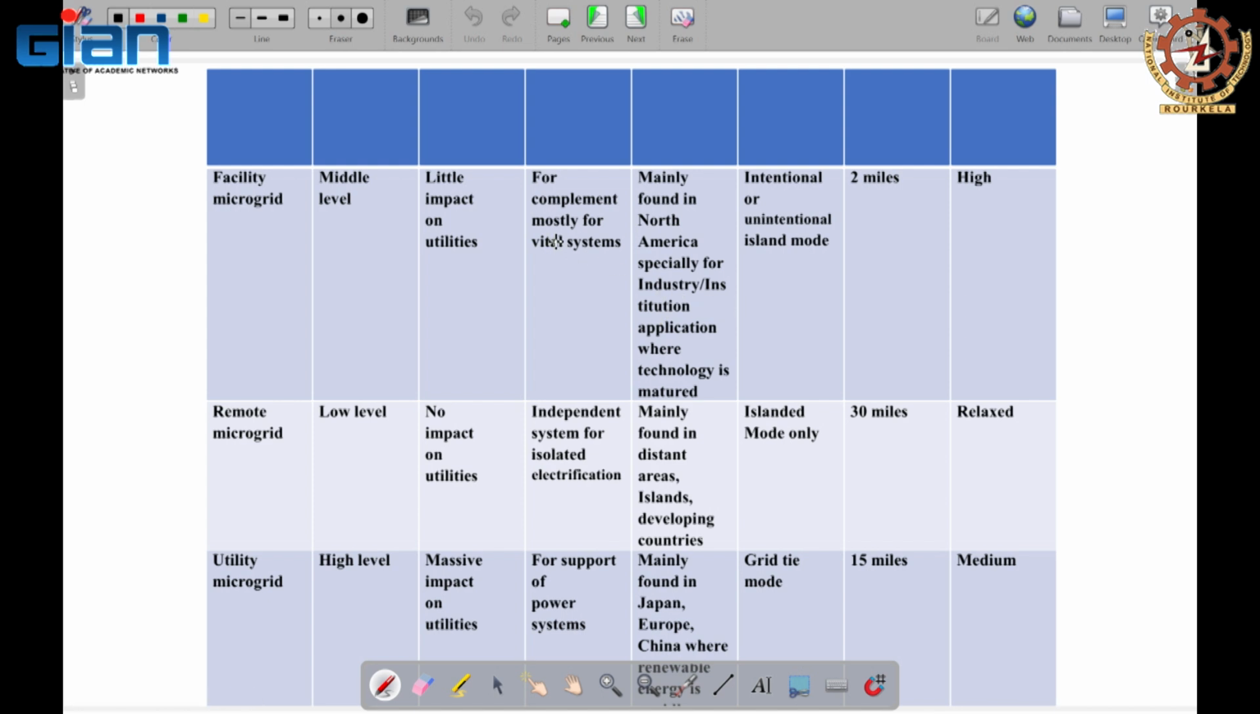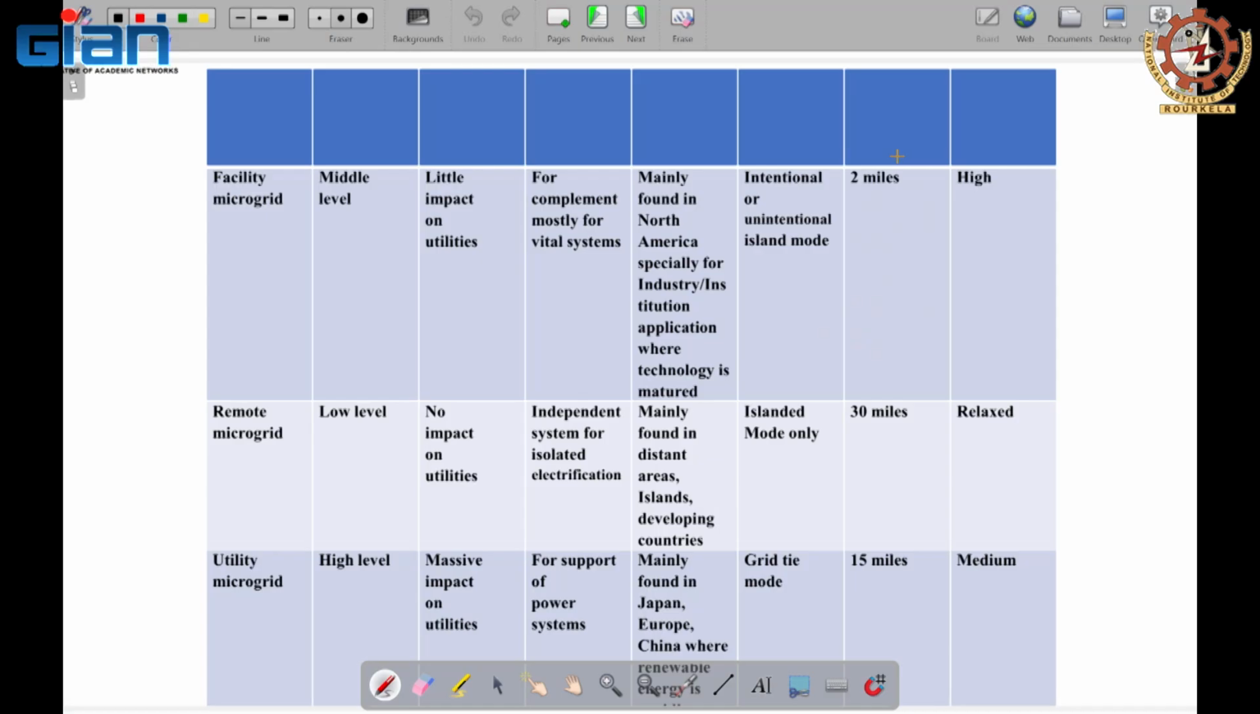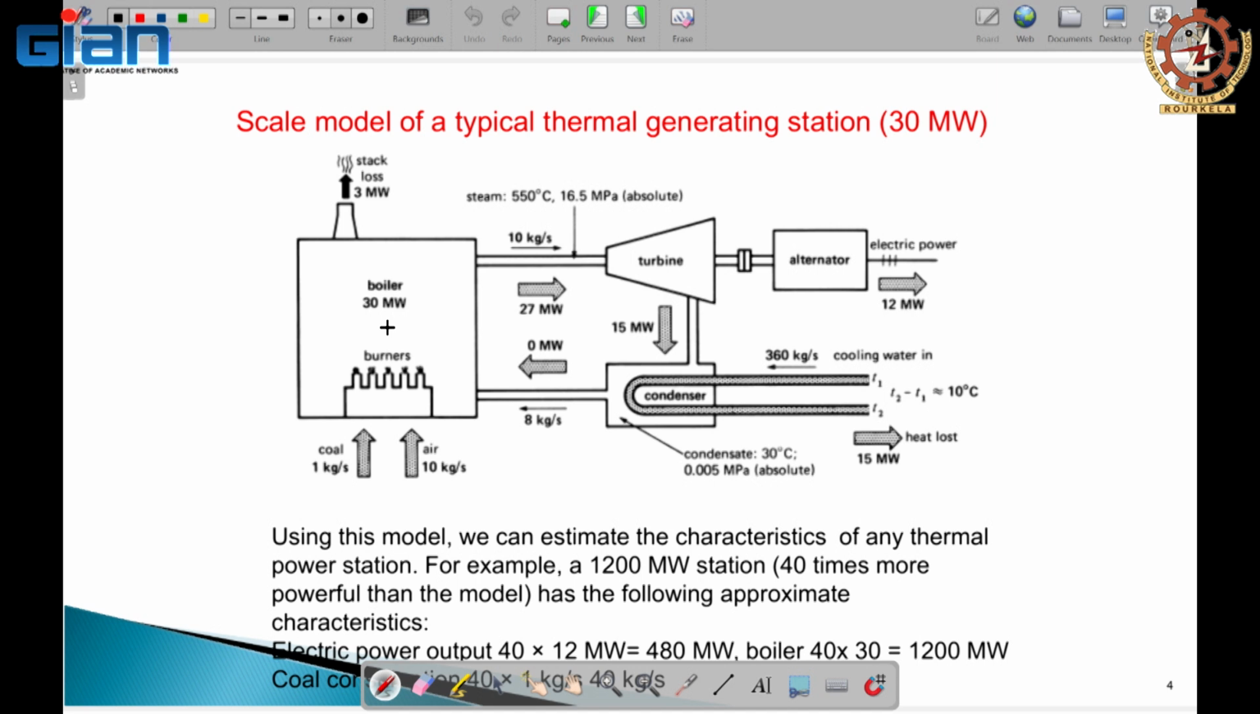So let me try to explain the microgrid facility a little bit, giving some country examples: what sort of mode it can have, islanded mode, how much geographical area a microgrid can cover. Remote microgrid, as the name indicates, is only in isolated mode. It can supply power. Calculate the coal consumption for our country.